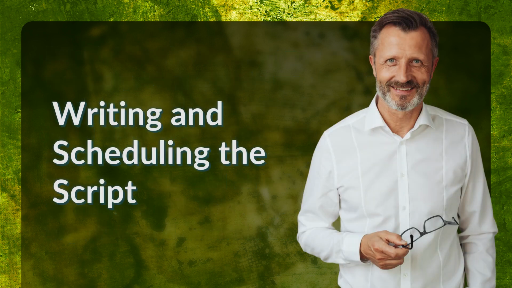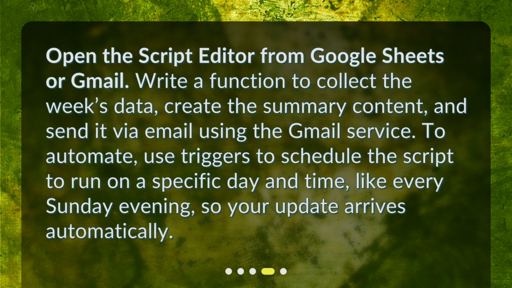Writing and scheduling the script. Open the script editor from Google Sheets or Gmail. Write a function to collect the week's data, create the summary content, and send it via email using the Gmail service. To automate, use triggers to schedule the script to run on a specific day and time, like every Sunday evening, so your update arrives automatically.